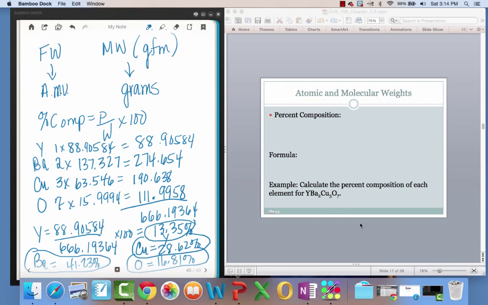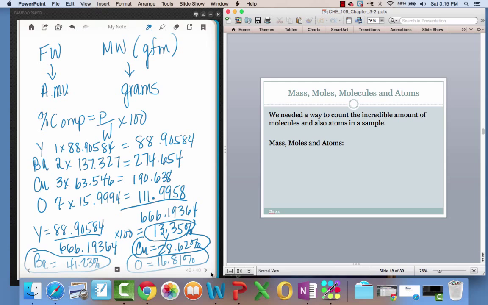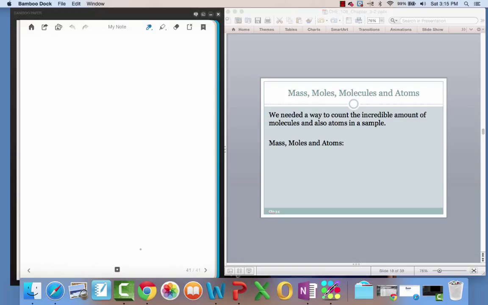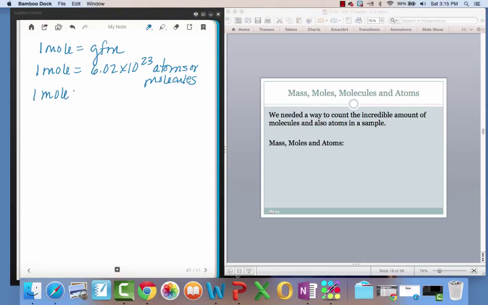Hopefully you got the same answers that I did. All right, we need a way to count the incredible amount of molecules and also the atoms in a sample. Now, we're going to use molar equivalents. So what we know from previous classes, we know that 1 mole equals the gram formula mass. I've also mentioned that 1 mole equals 6.02 times 10 to the 23rd atoms or molecules, depending on whether or not we're talking about a single atom or 1 molecule. And 1 mole also equals 22.4 liters if the substance is a gas.